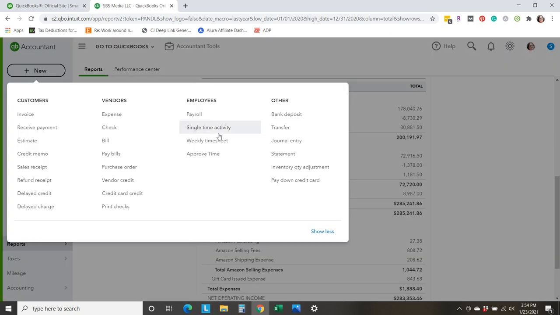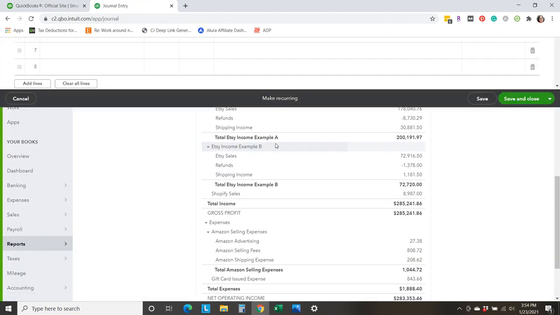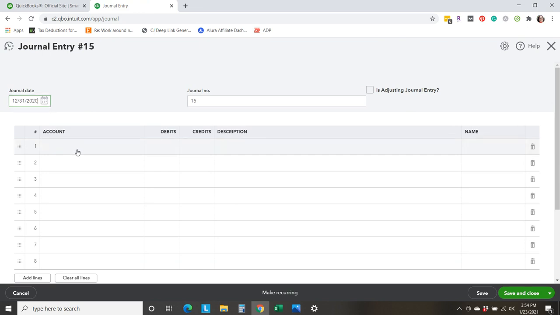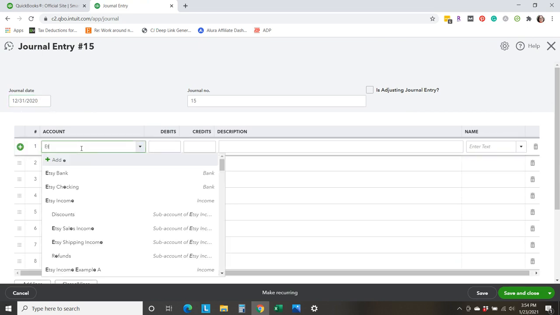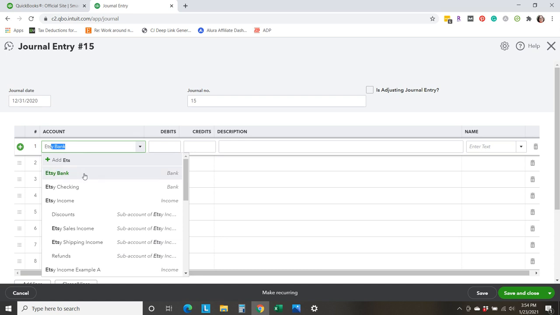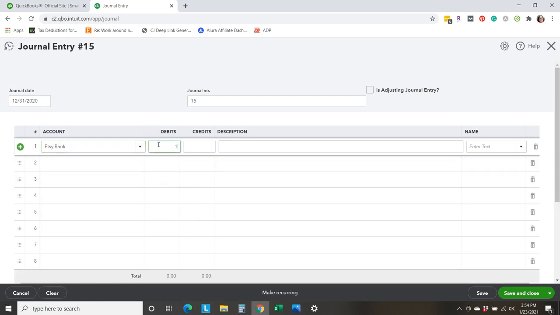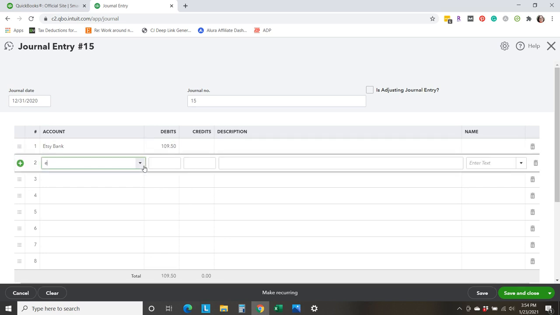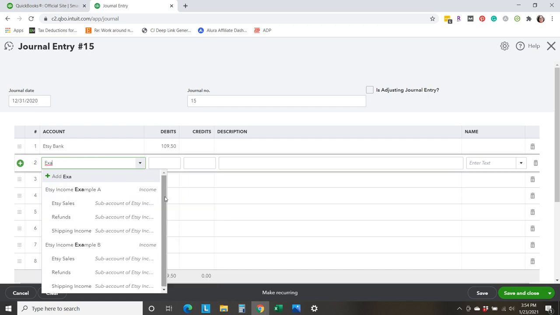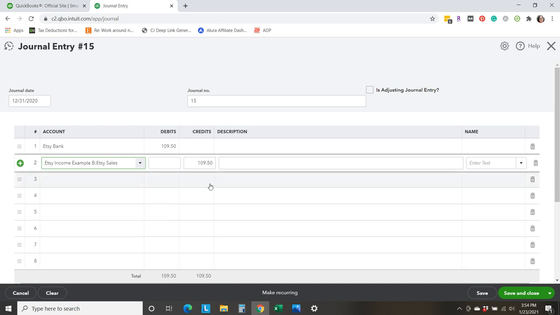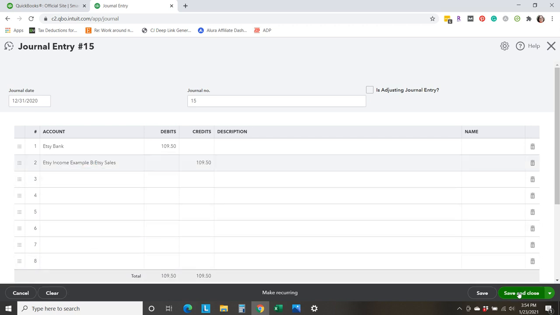I'm going to go to New Journal Entry. The journal entry as of 12/31/20 is going to be to Etsy Bank, debit $109.50, credit Etsy sales, and so I can find it a little easier, this is example B, Etsy sales of $109.50. Save and close.